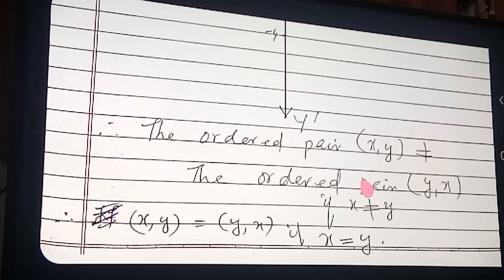Therefore, the ordered pair xy is not equal to ordered pair yx if x and y are not equal. If x and y are not equal, then what can you say? Ordered pair xy is not equal to ordered pair yx. Clear? And when are they equal? When can we say these ordered pairs are equal? Two ordered pairs are equal only when x and y are equal.